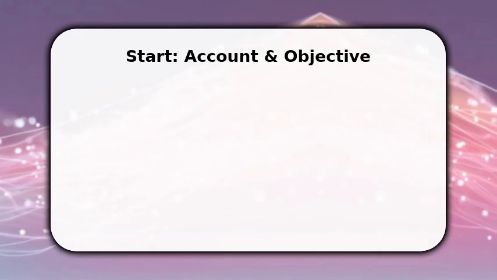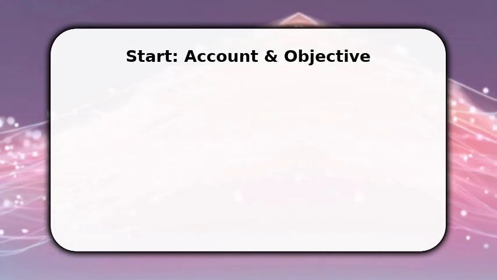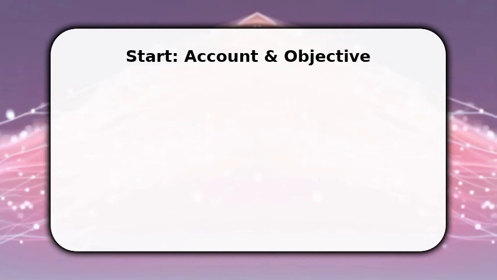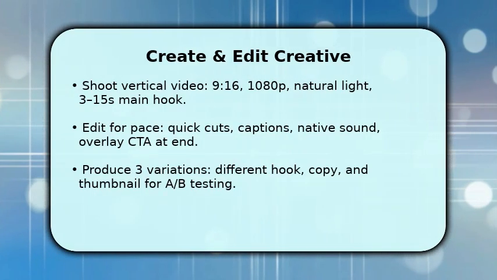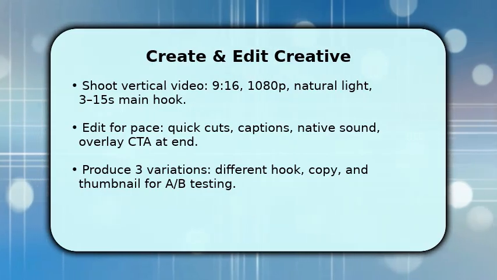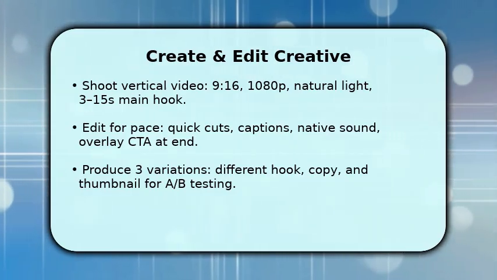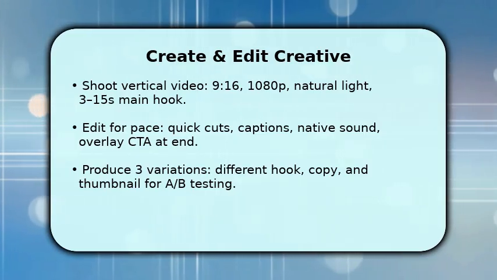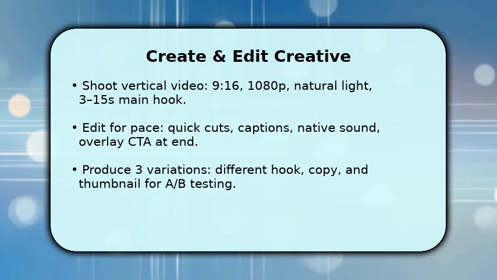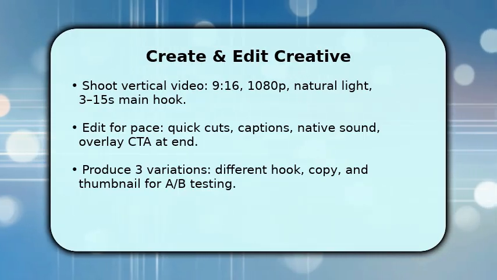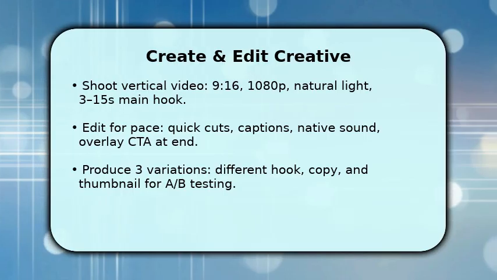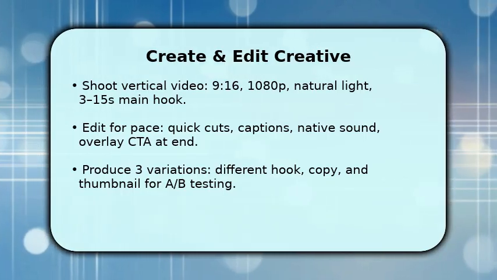Then write a one-sentence creative brief that states the offer, the single action you want, and the hook you'll show in the first 3 seconds. You should film vertical at 9:16 with clean audio and natural light. Aim for an attention-grabbing hook in the first 3 seconds and keep the main message under 15 seconds. Once filmed, edit with quick cuts, readable captions, and a native-sounding track to blend into the For You feed. Make sure the CTA overlay appears in the final third.